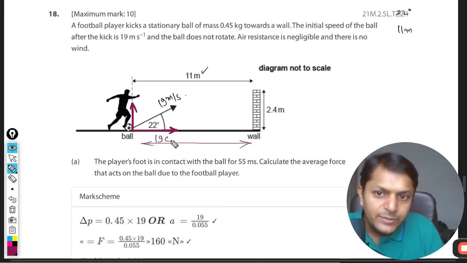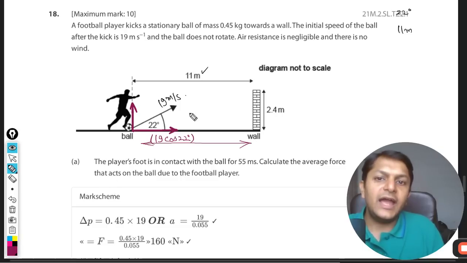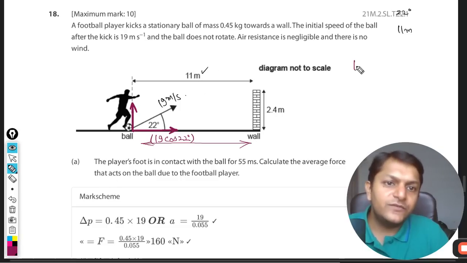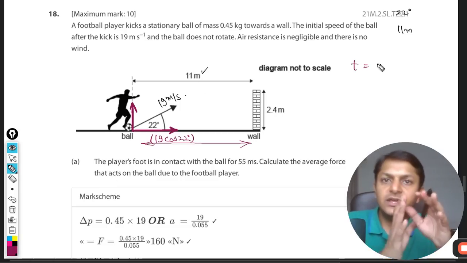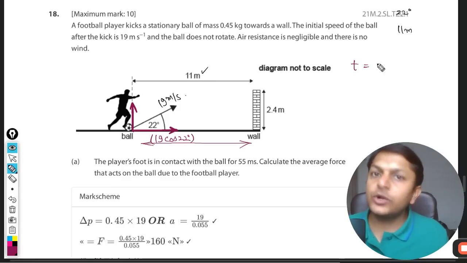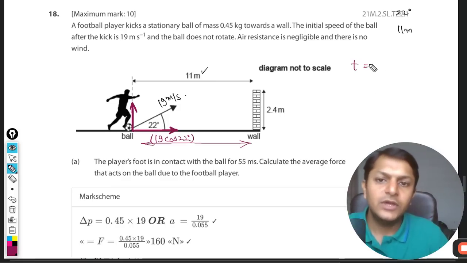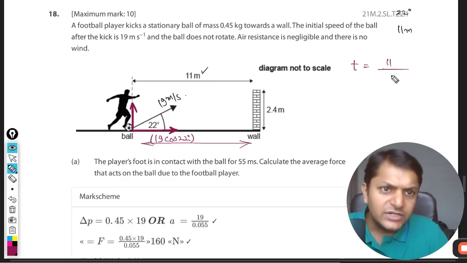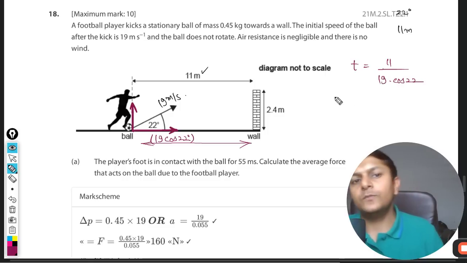Horizontal velocity will be 19 cos 22 degrees, and the distance is 11. So what will be the time taken? It will be distance divided by speed. That's it. Why? Because there is no horizontal force, there is no acceleration. So the distance is 11 meters and the speed is 19 cos 22.